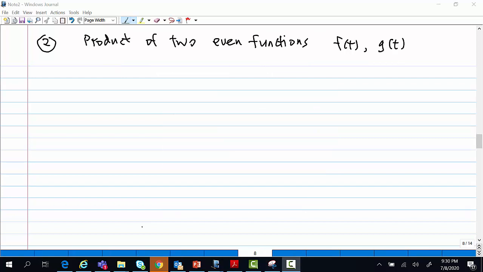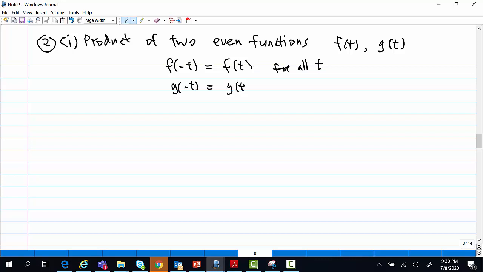Now, we are going to investigate the product of two even functions first. Let's say f(t) and g(t) are even functions. That means that f of negative t is the same as f(t) for all t, and g of negative t is equal to g of t for all t.